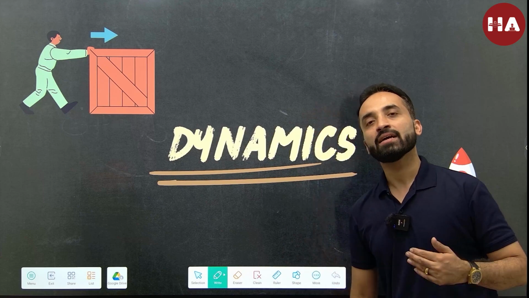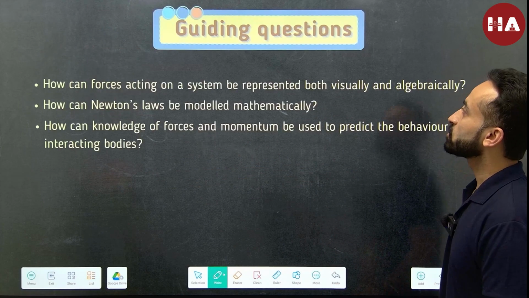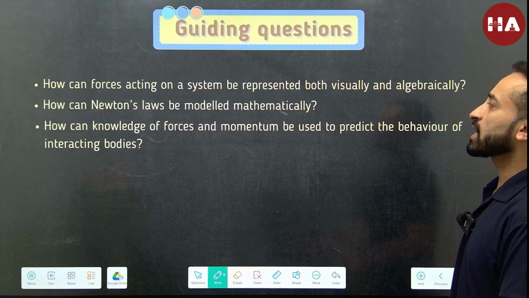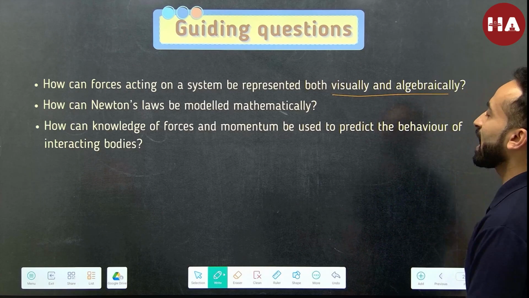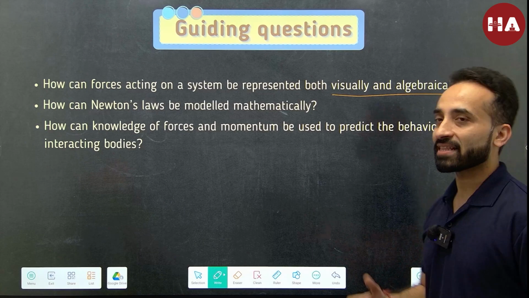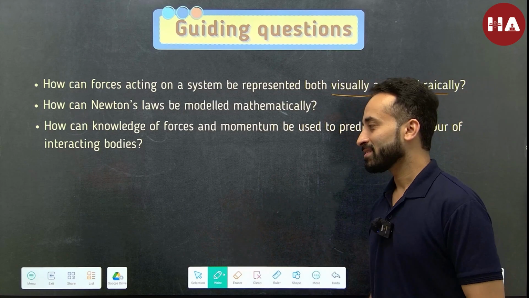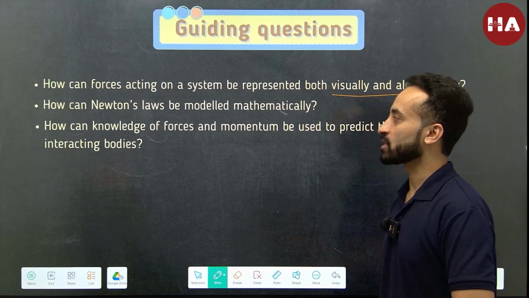Put down the heading dynamics. Alright, so the guiding questions. How can force acting on a system be represented both visually and algebraically? How can Newton's laws be modeled mathematically? So this is the main thing of this unit, that is the Newton's laws. They are the pillars of this particular unit.